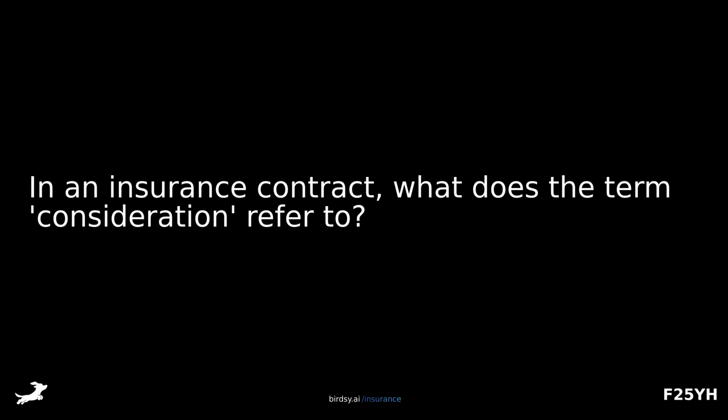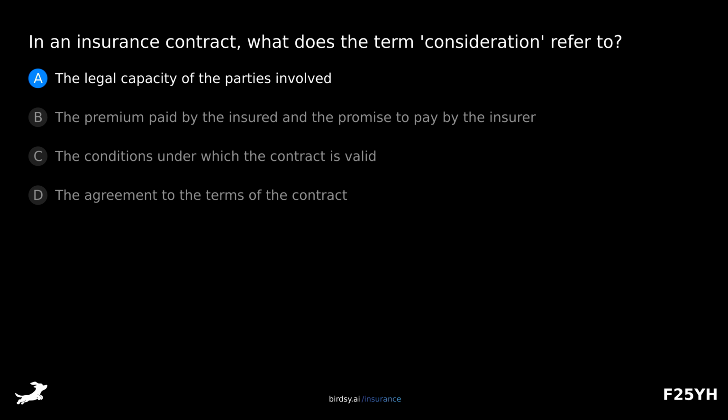Let's start with a review of insurance contract terminology. Contract elements. In an insurance contract, what does the term consideration refer to? Is it A, the legal capacity of the parties involved? B, the premium paid by the insured and the promise to pay by the insurer? C, the conditions under which the contract is valid? Or D, the agreement to the terms of the contract? The answer is B, the premium paid by the insured and the promise to pay by the insurer.